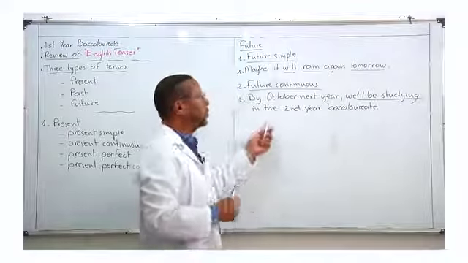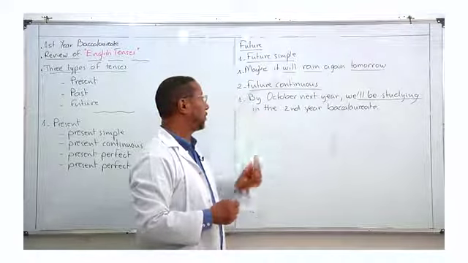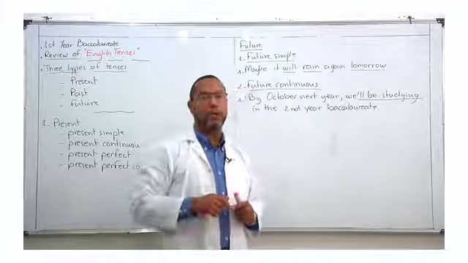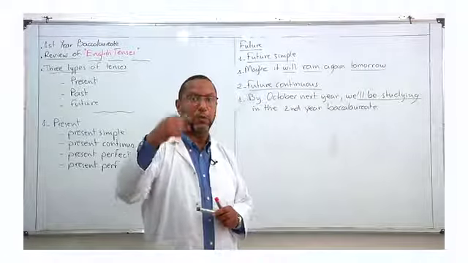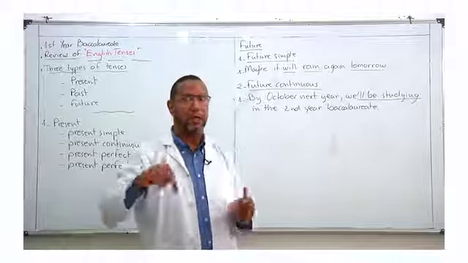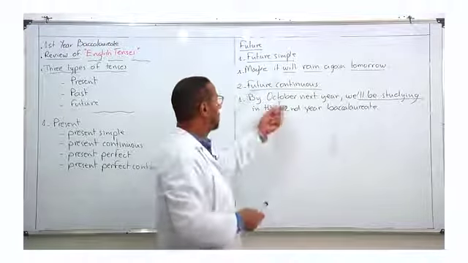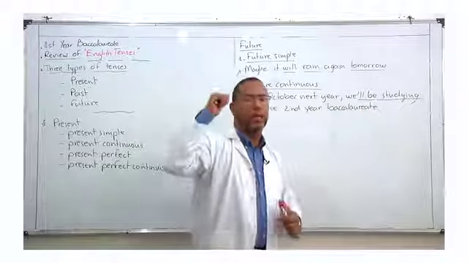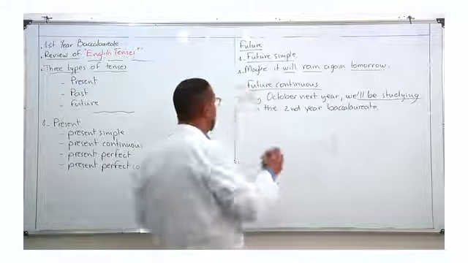Now, what is the use of future continuous? It tells us that at a certain point of time in the future, an action will be in progress. It hasn't started yet, but at a certain point of time, it will be in progress. October hasn't come yet, but when it comes, already an action will be in progress.